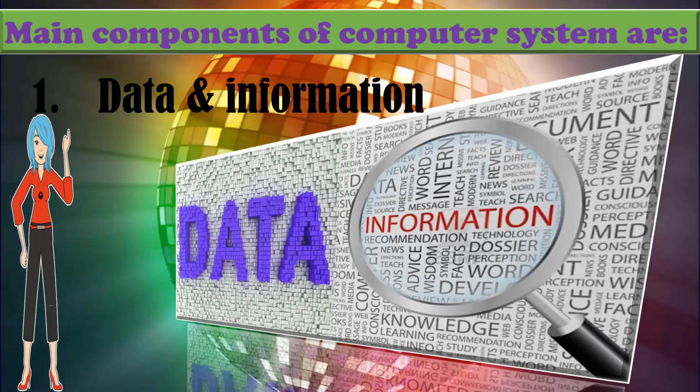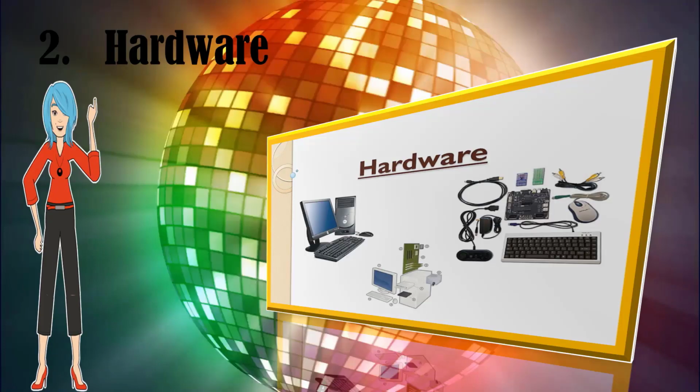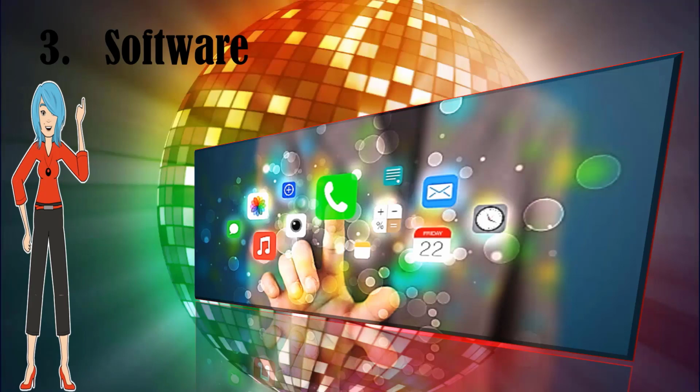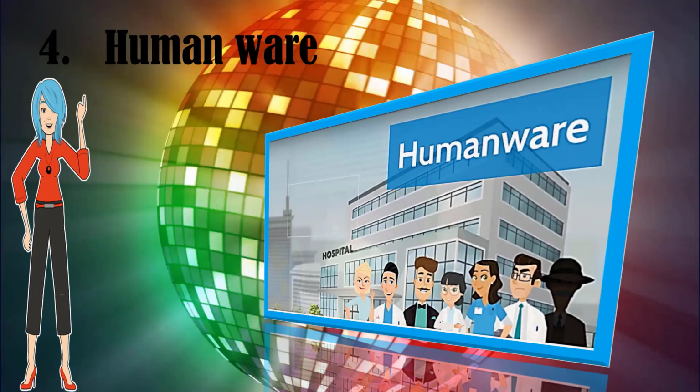After knowing what is meant by computer, let's know what are the main components of computer system. Main components of computer system are: number 1, data and information. Number 2, hardware. Number 3, software. The last one is humanware. Let's explain each component in details.